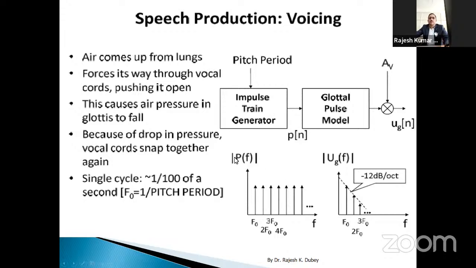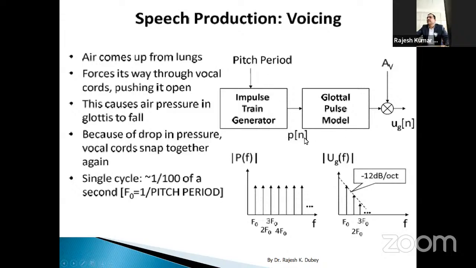So this speech production is in two parts: voiced part and unvoiced part. This is the speech production of the voicing part. How? Air comes from the lungs, forces its way through the vocal cord, pushing it open. This causes air pressure in the glottis to fall. Because of the drop in pressure, the vocal cords snap together again. That is the speech period.